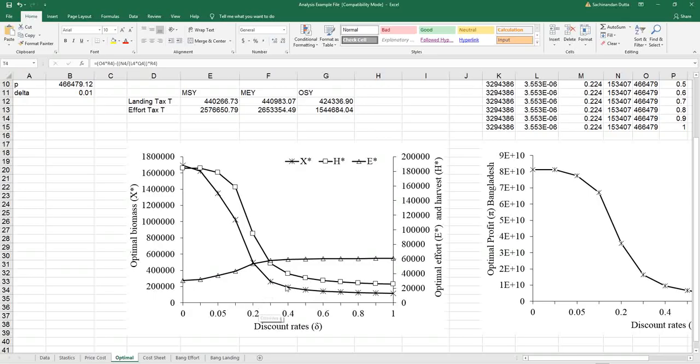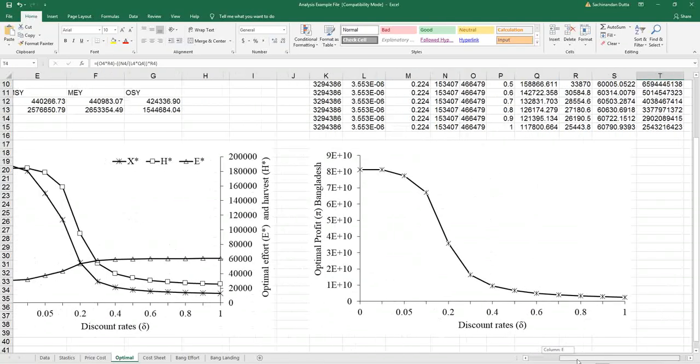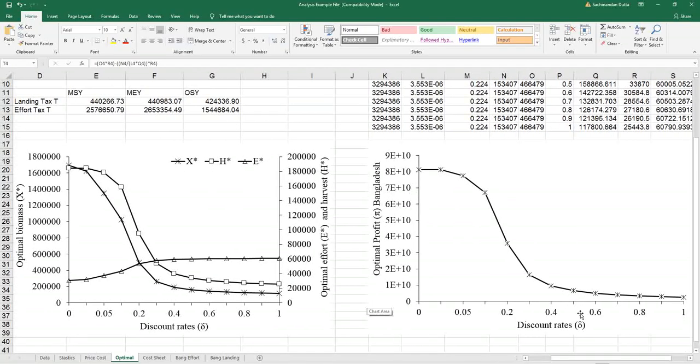Okay, and if you increase your openness, meaning 100% open, the biomass is totally low at that level. Your harvest is also low, but effort is increasing. Effort means the number of boats is increasing day by day. That is the thing.